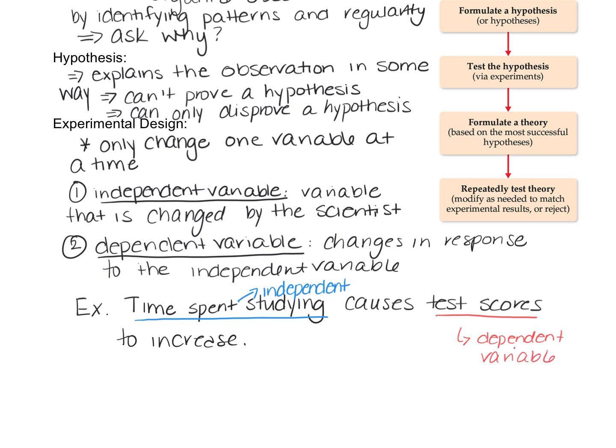Now, after we design an experiment and we have our independent variable and our dependent variable, and we get data from that experiment, then we can look at that data and communicate our results, right? So that's kind of where, when we talk about being scientists, that's where we finish: we collect the data.